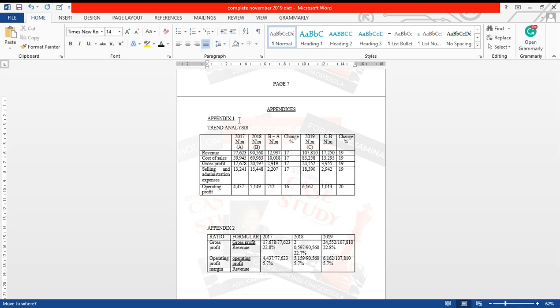And I told you in the previous class that trend analysis can only be done if you have more than one financial statement. You cannot tell me you want to do a trend analysis for just 2019. It's not possible. Trend is what? You're looking at the pattern of things. In this case, we have 3 years, so we can definitely do a trend analysis. The first thing you do is that you have your 2017, your 2018, and your 2019.